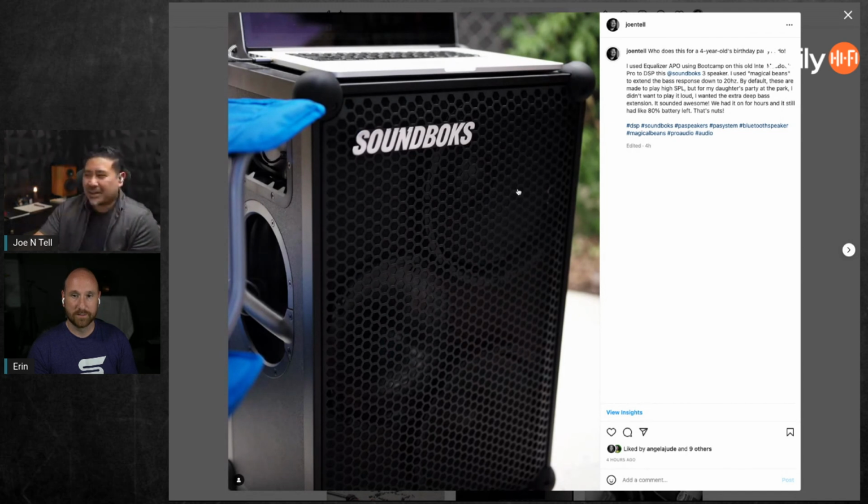Yeah. So what I did is I used Equalizer APO. I took the measurement of this, and then I made it go down to 20 hertz because I don't need it to play loud. We're at the park, and this is my daughter's 4th birthday. I'm not going to be bumping these. So I equalized this, and they sounded really good. It's just something you can do with DSP, and it sounded way better. If I turned it on and off, it sounded way better than not having DSP on them.